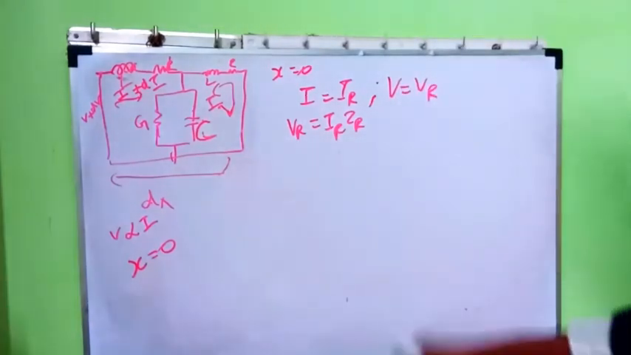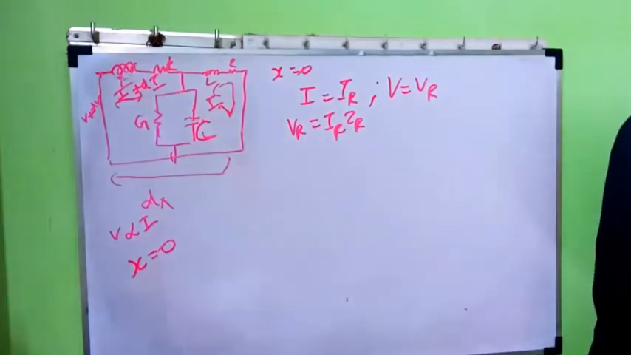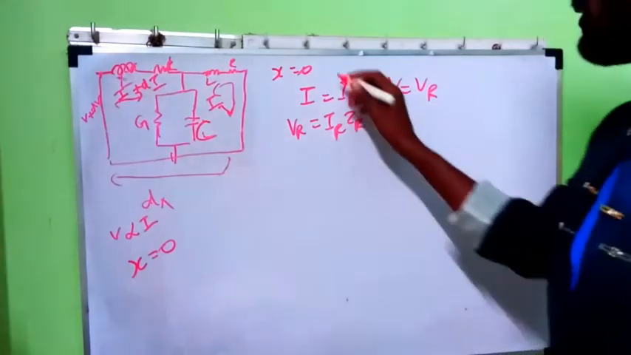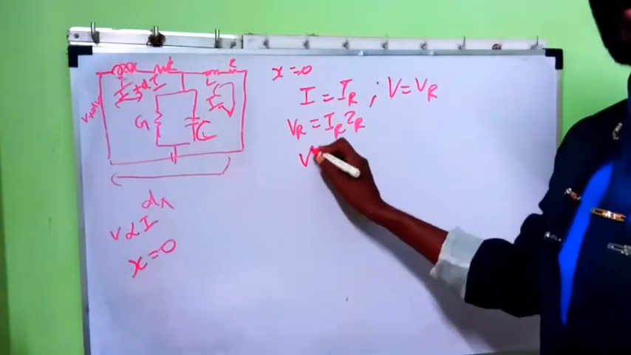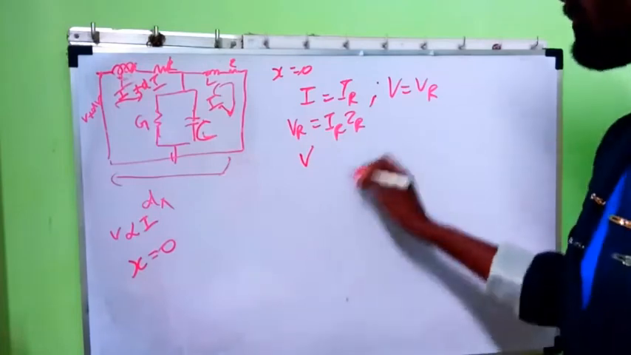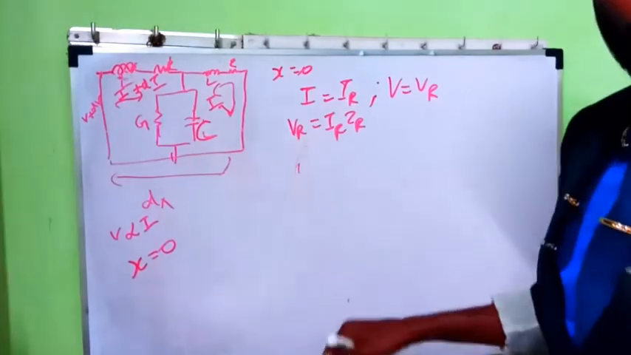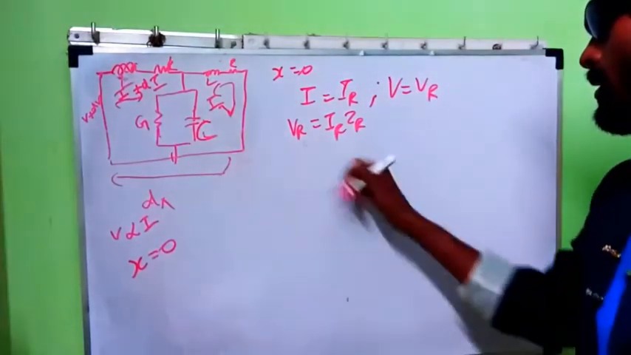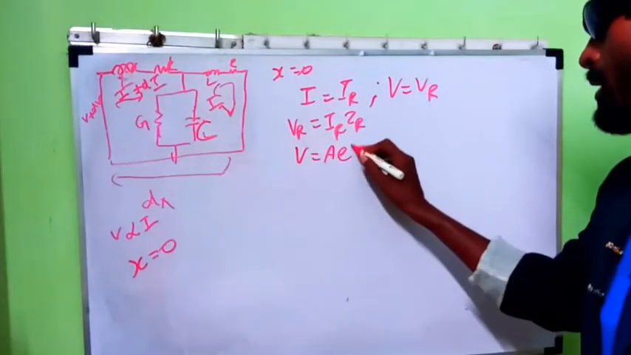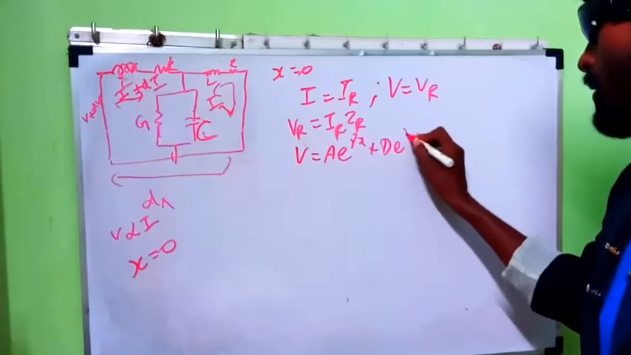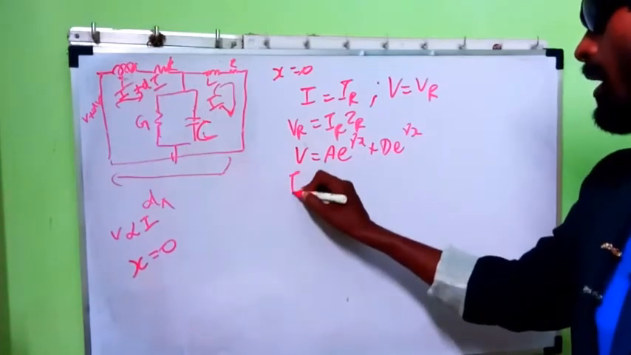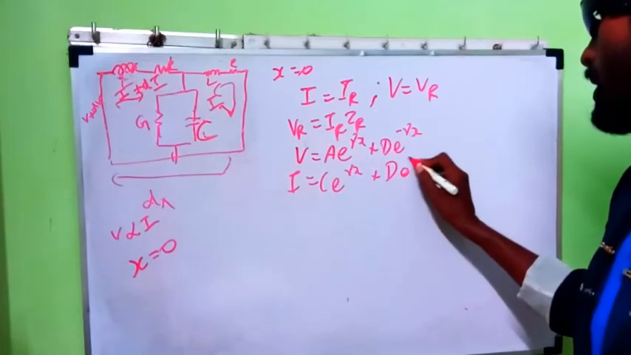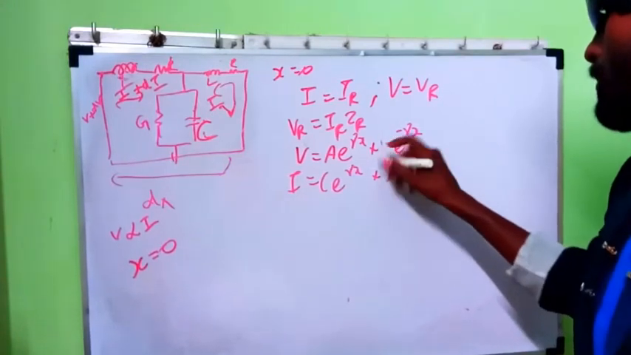Now I'm going to do some small work with this one. So look over here. When you apply the previous equation, you all know, we got a V value and we got the I value. So what is the V value here? V is equal to A into e power psi x plus B into e power minus psi x, and I is equal to C into e power psi x minus D into e power minus psi x.